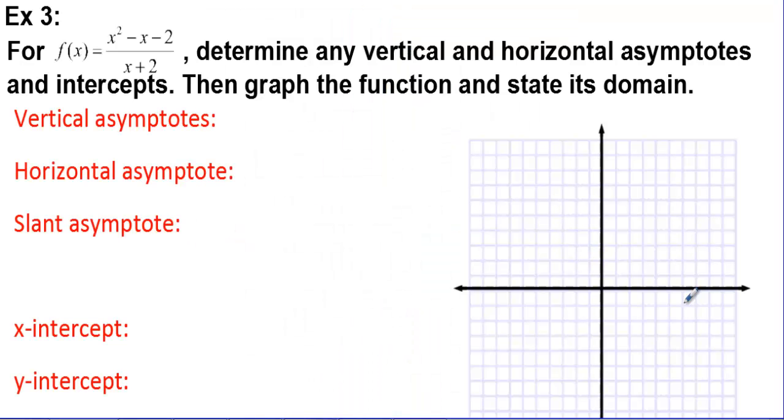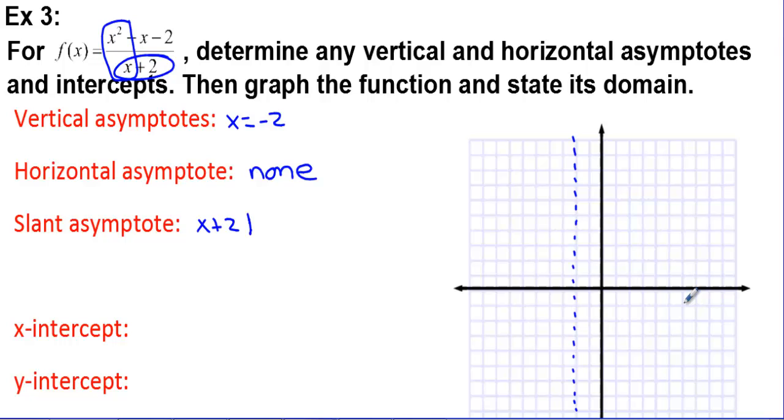Example 3. For this function, we're going to go through the entire process again. Vertical asymptotes, that's what makes the denominator 0. So we have x equals negative 2. We have a vertical asymptote at x equals negative 2. Horizontal asymptotes, that's a comparison of the leading terms. This one is shooting off to infinity, so none. We don't have any horizontal asymptotes, but what we do have is a slant asymptote.